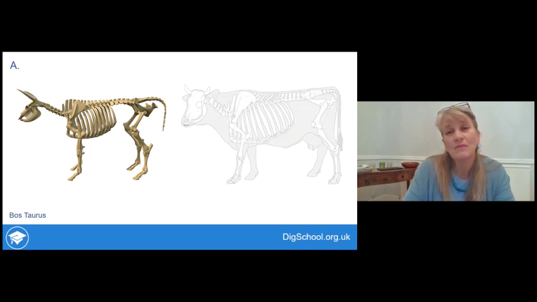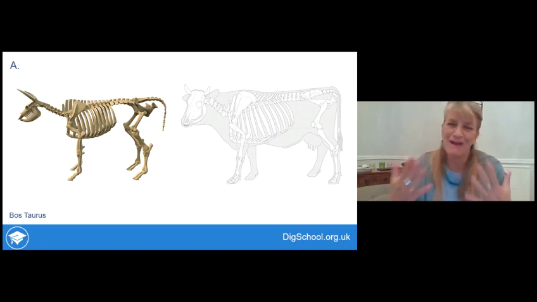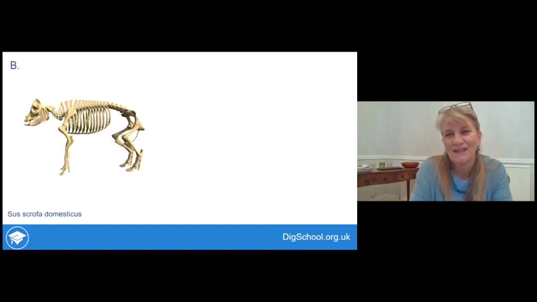So here's the animal. This is actually a cow skeleton, skeleton of a cattle. And you can, I think, see the similarity. And of course, Taurus, Bos Taurus, Taurus is the sign of the zodiac for the bull and male cow. So here's the next one. Have a little look at that and see if you can work out what that is.